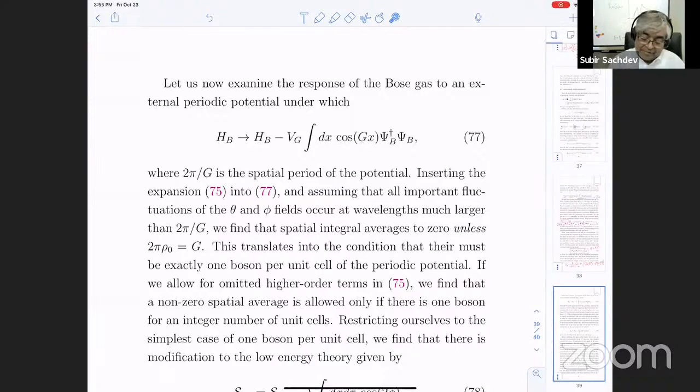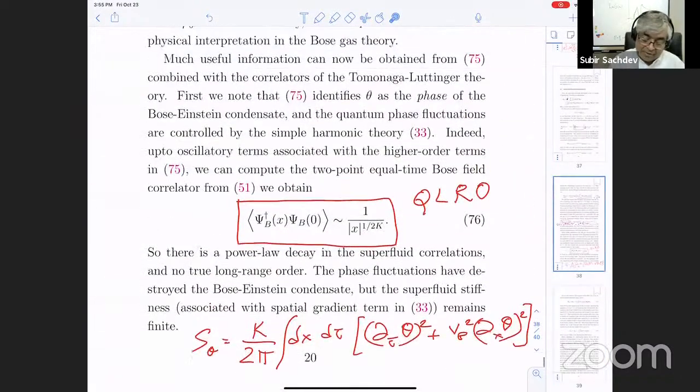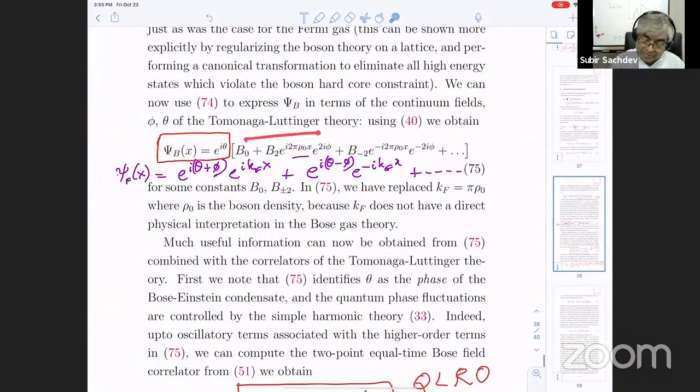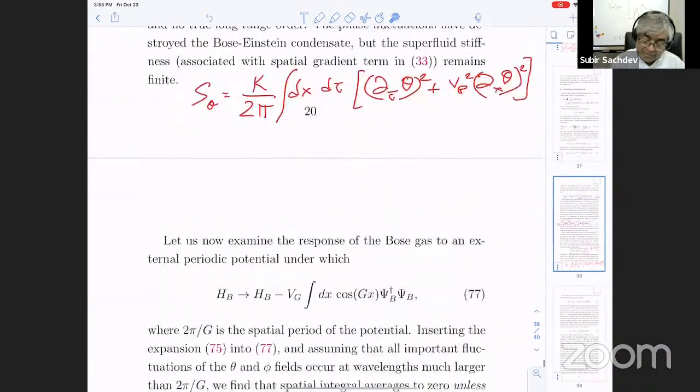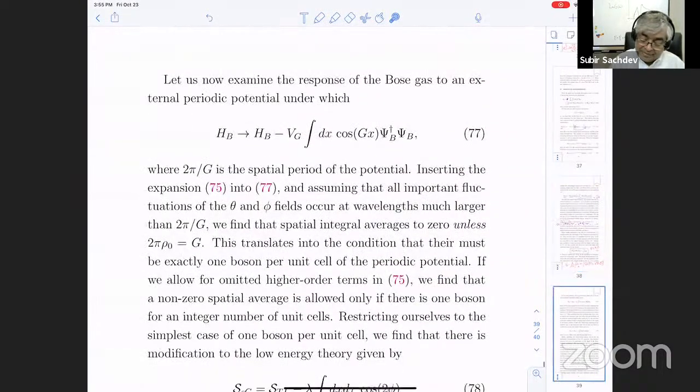And it's the same thing. I mean, this thing will usually average to 0. So you use this expansion here for the Bose operator in terms of the Luttinger liquid operators. And then you ask, when do you get something that doesn't oscillate and therefore average to 0? And you find that only happens at some very special densities, where 2π times the density is the reciprocal lattice vector for this case. And so that precisely is integer densities.